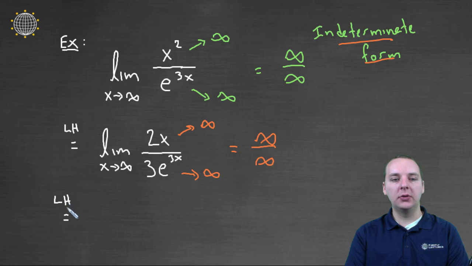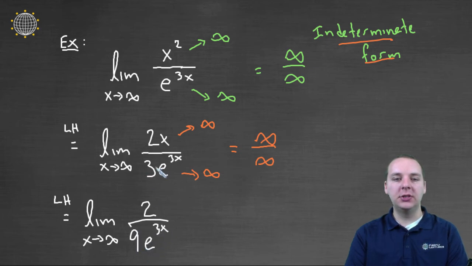We use L'Hopital's rule one more time. The limit as x approaches infinity, the derivative of the numerator is going to be 2 this time. The denominator would be 9e to the 3x. That's a little chain rule here. All right, and now let's see what this limit is going to be. 2 is a fixed constant, right? 2 is going to just stay 2. There's no x's at all in that numerator.